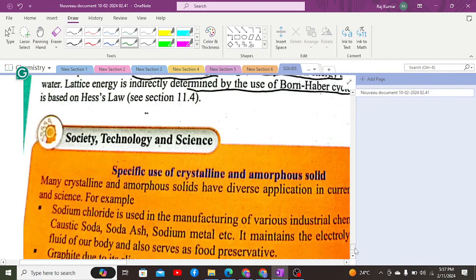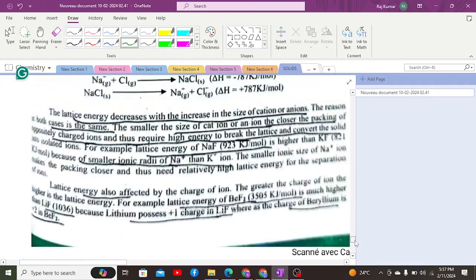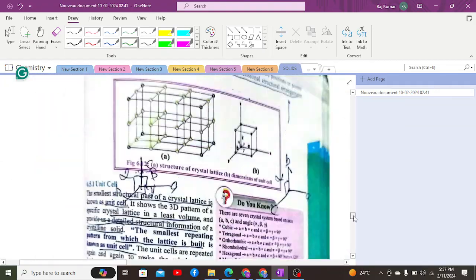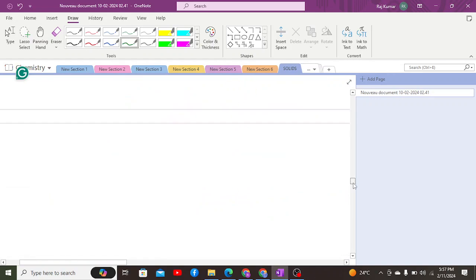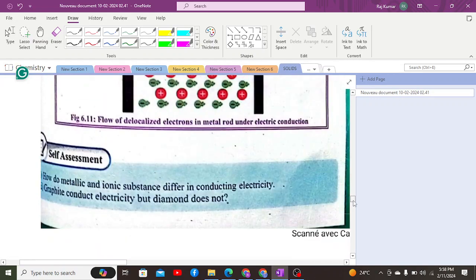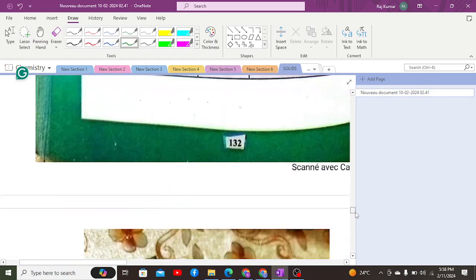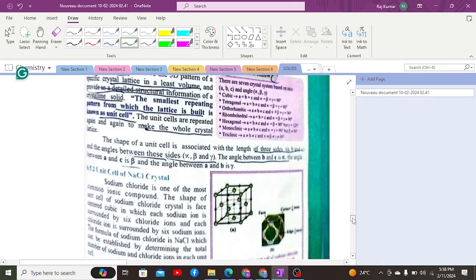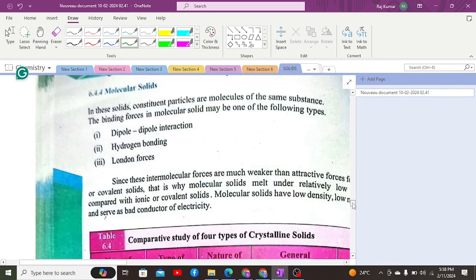Moreover, when it comes to some other characteristics, we are going to discuss a few important things. First and foremost, we have molecular solids. These are bonded by physical forces of attraction, such that the constituent particles are held together by forces such as dipole-dipole interaction, hydrogen bonding, or London forces, which are weak forces of attraction.